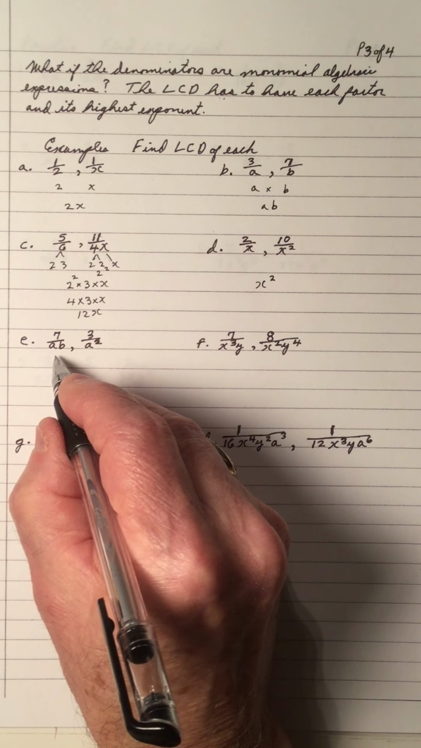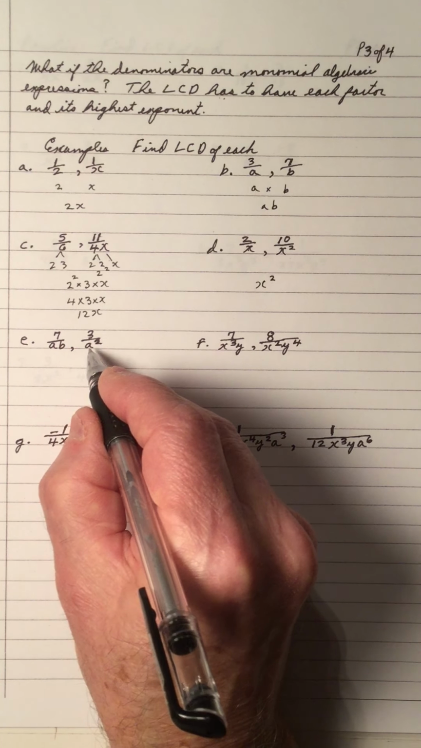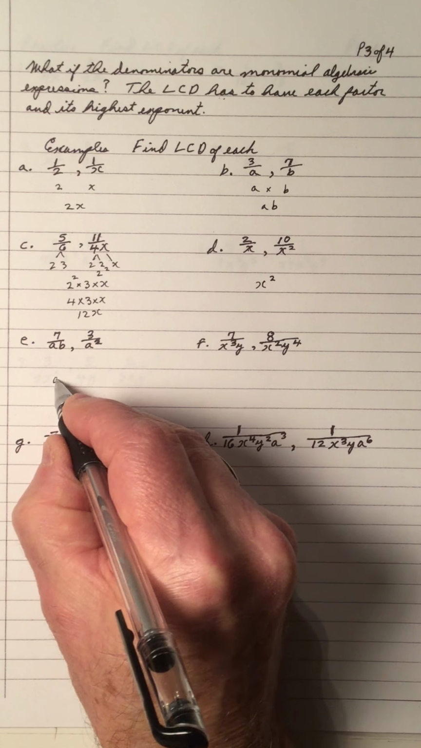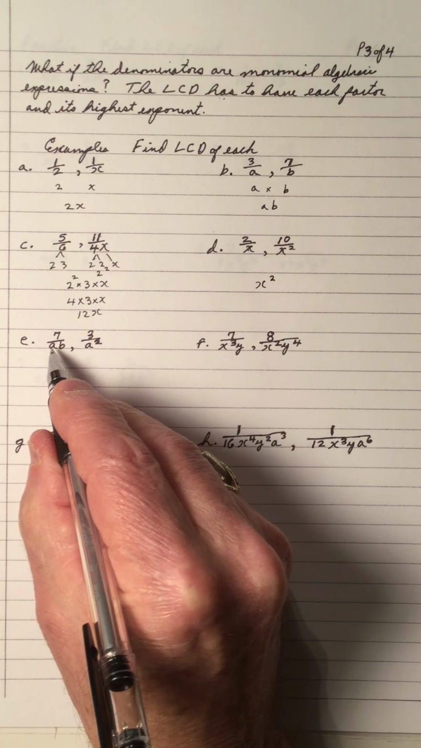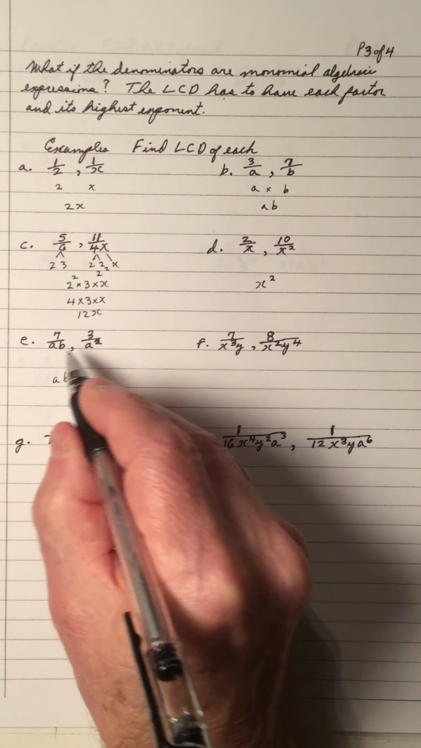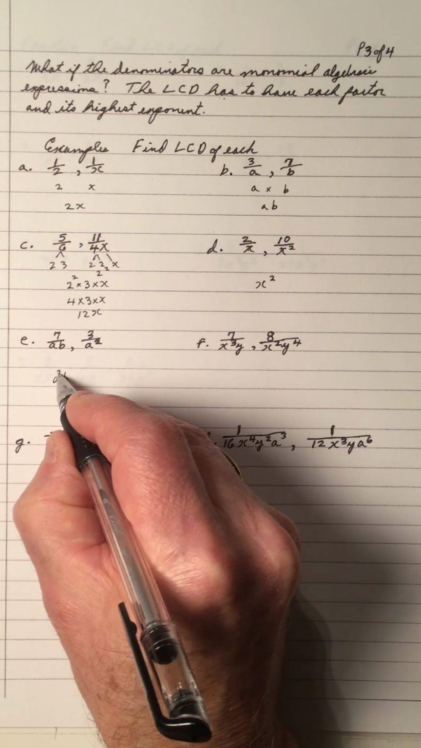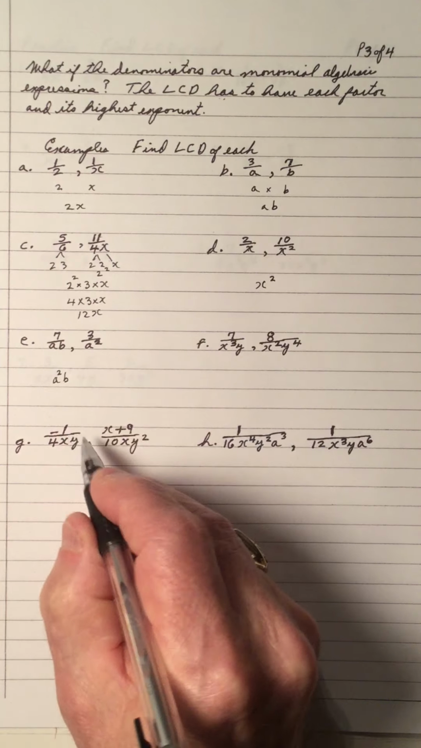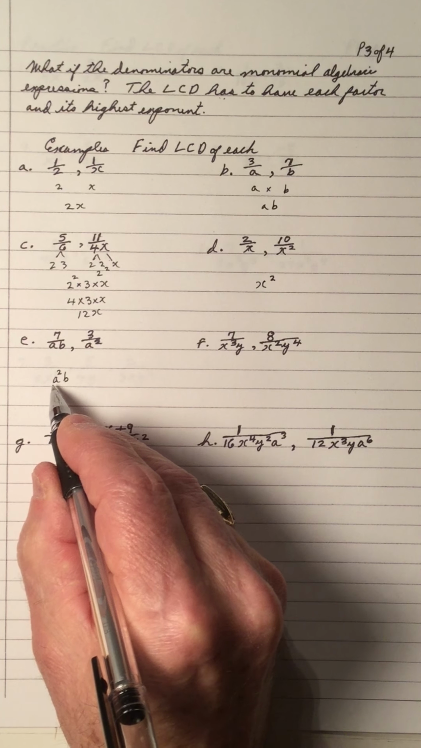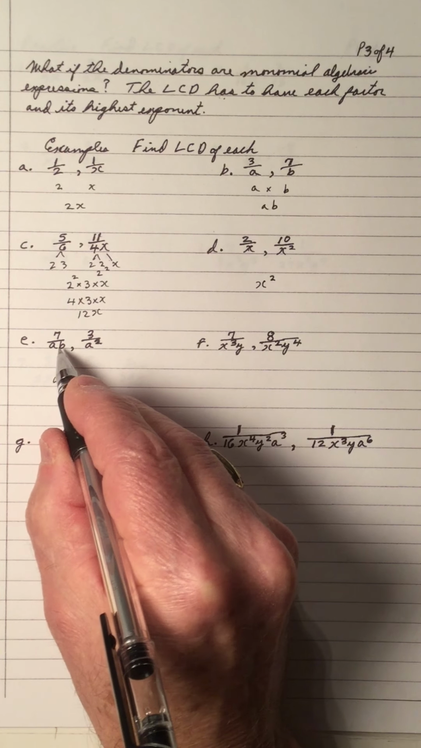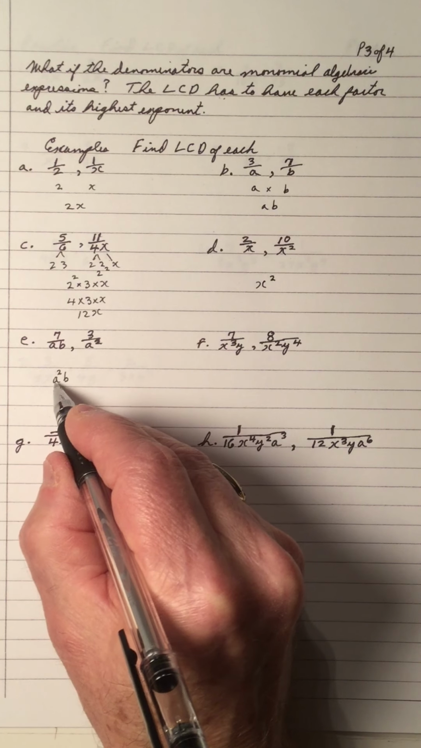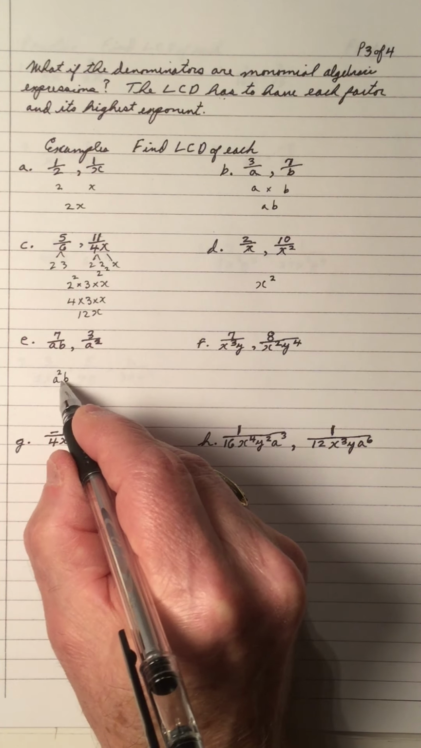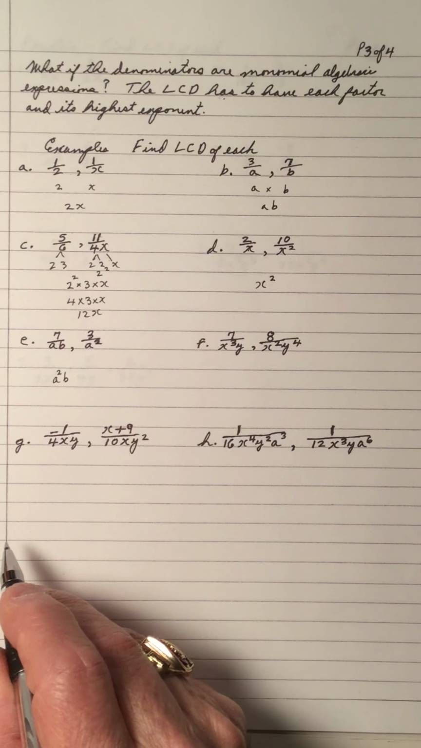E, I have an AB and an A squared. So I need a factor of A, and I need a factor of B. But A has a 2 and a 1, so I need the A squared and the B. So the LCD is A squared B. So A and B are both in here. A squared is in here. So that's the LCD for this pair.